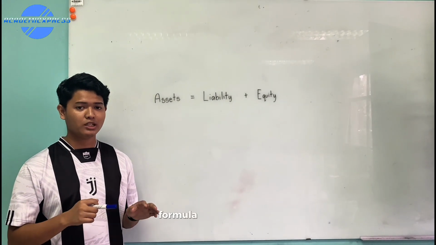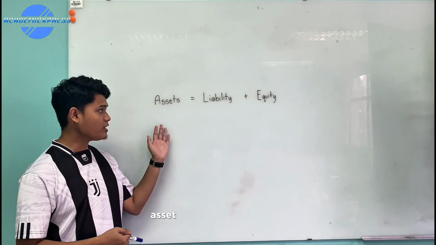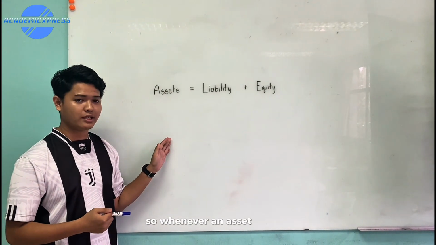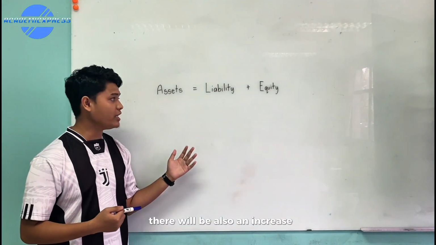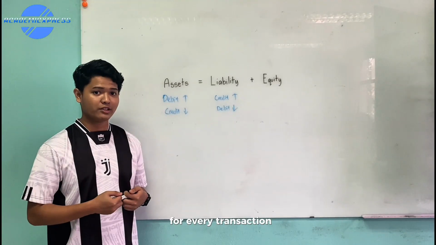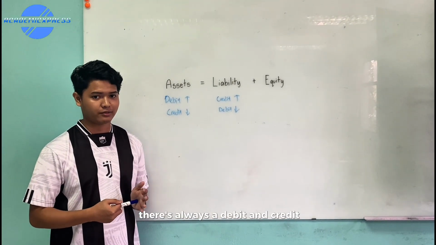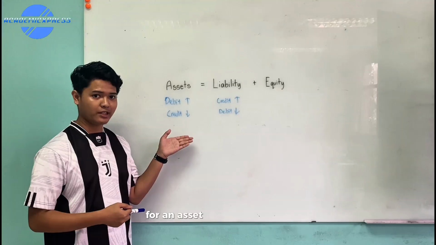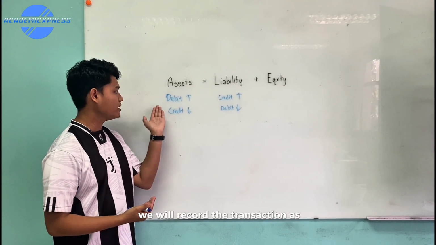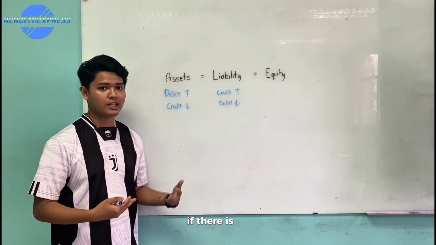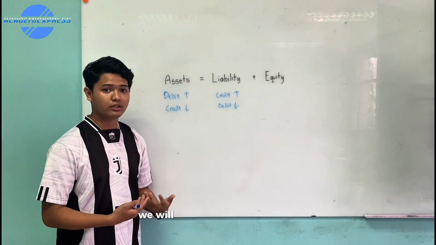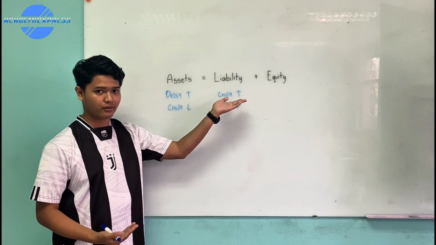So the basic formula for double entry bookkeeping is asset equals liability plus equity. So whenever an asset increases, there will also be an increase in either liability or equity. For every transaction, there is always a debit and a credit. For example, if there is an increase in asset, we will record the transaction as a debit. If there is an increase in liability or equity, we will record the transaction as a credit.